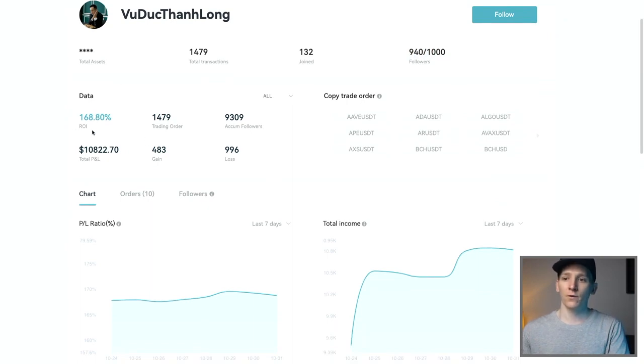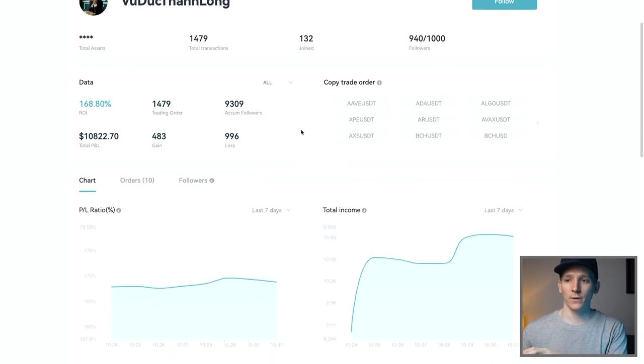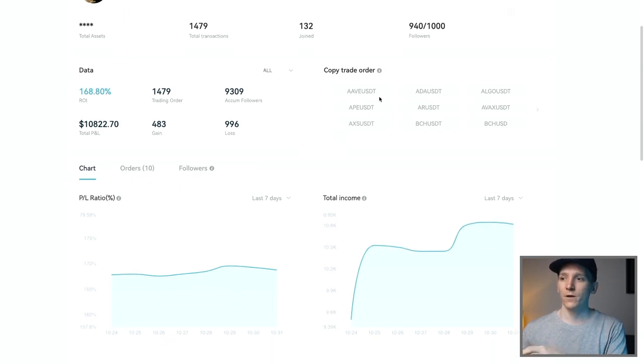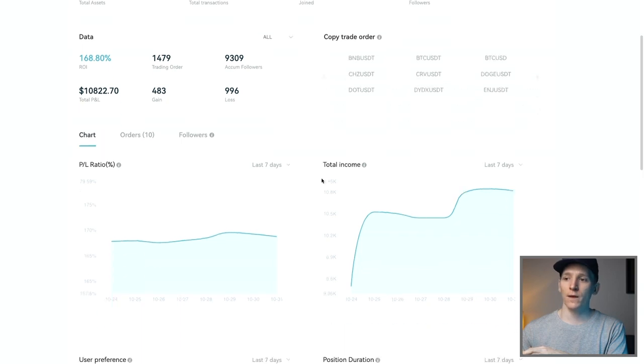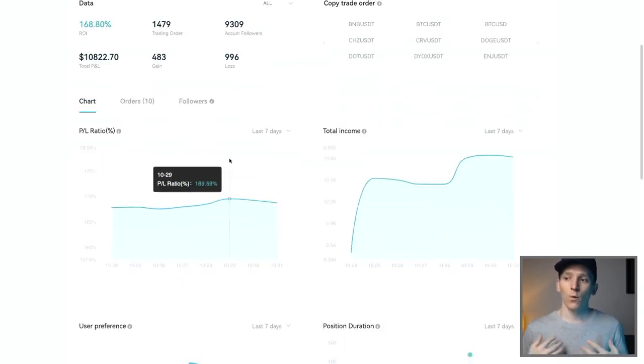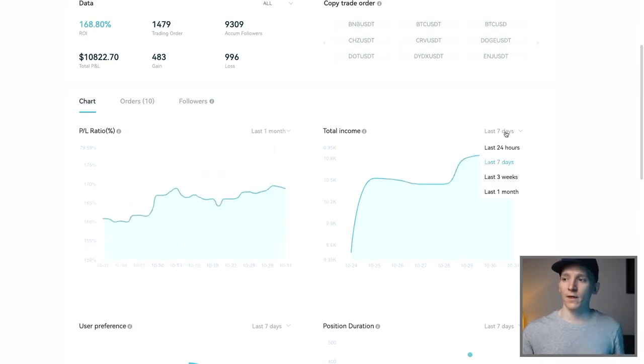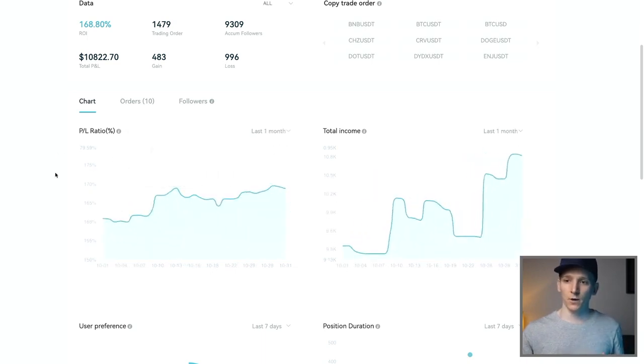And then we can see the return on investment. So 168% is obviously really, really good. But let's actually see what they're doing here. So if we come down, you can see some of the cryptos that they're trading most often. And then you can see their P&L ratio. What I would always do is look for the longest amount, so last month or something like that. You want a good bit of data here, right? Because anyone can make one good trade and get lucky over a week, right? But let's see what they're doing over the longer term.